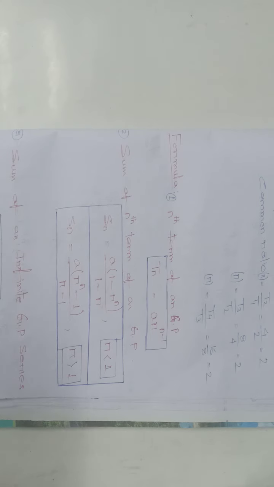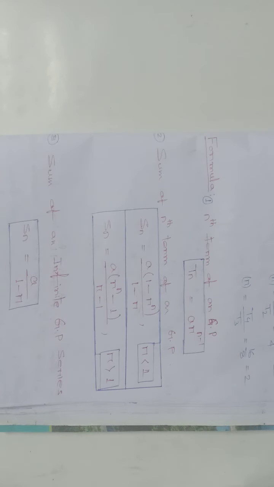If the value of r is less than 1, then Sn equal to a times bracket 1 minus r to the power n by 1 minus r. It is when r is less than 1. And Sn equal to a times r to the power n minus 1 by r minus 1. It is when r is greater than 1. Students, these are the two formulas for sum of n terms of GP.